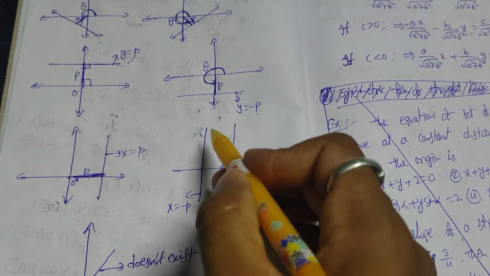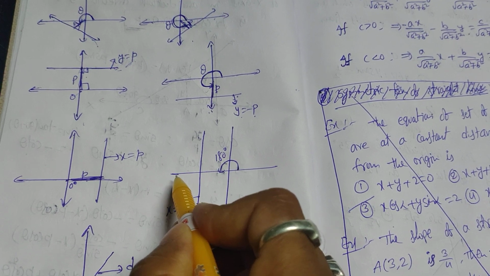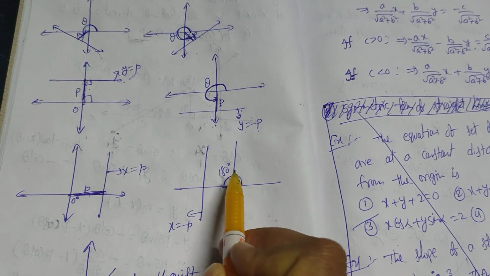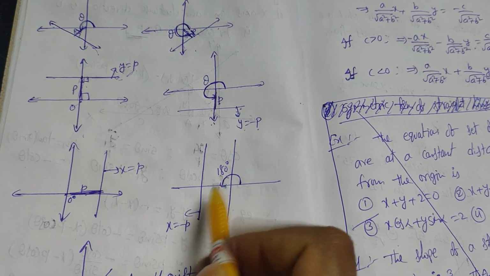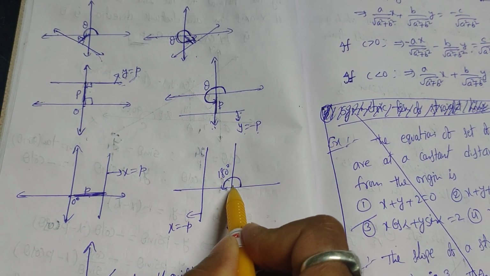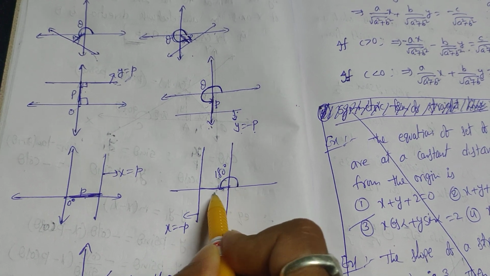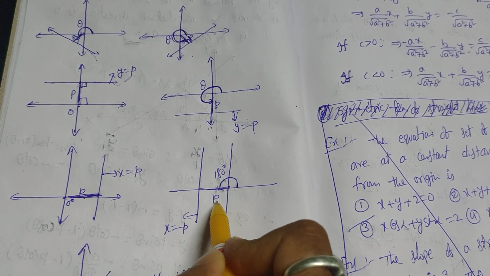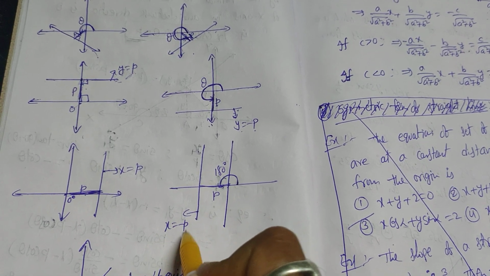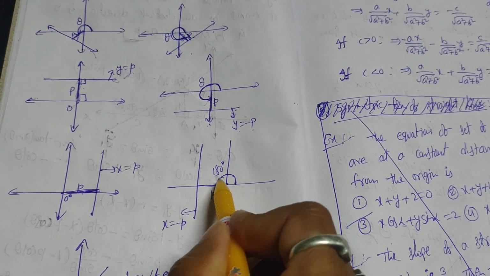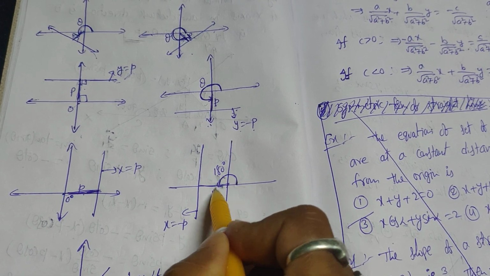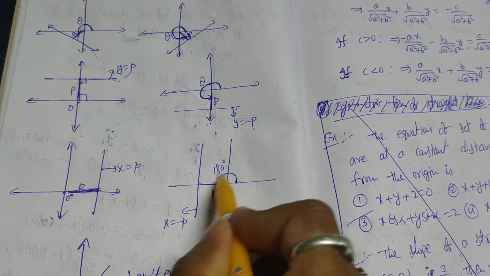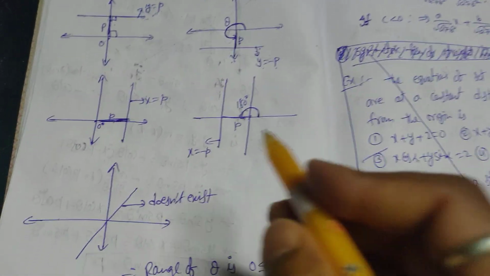Next, if the line is in the negative direction, that means the left side of the y-axis, the length of the normal is p, but because it is the negative direction you take minus p. So this line is x is equal to minus p, and here the angle is 180 degrees, because this normal makes an angle of 180 degrees with the positive direction of the x-axis. So this is also another case.